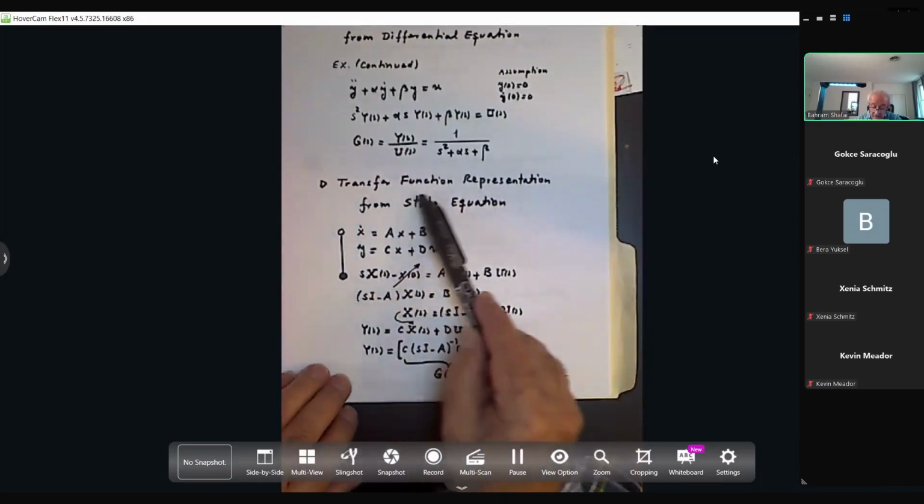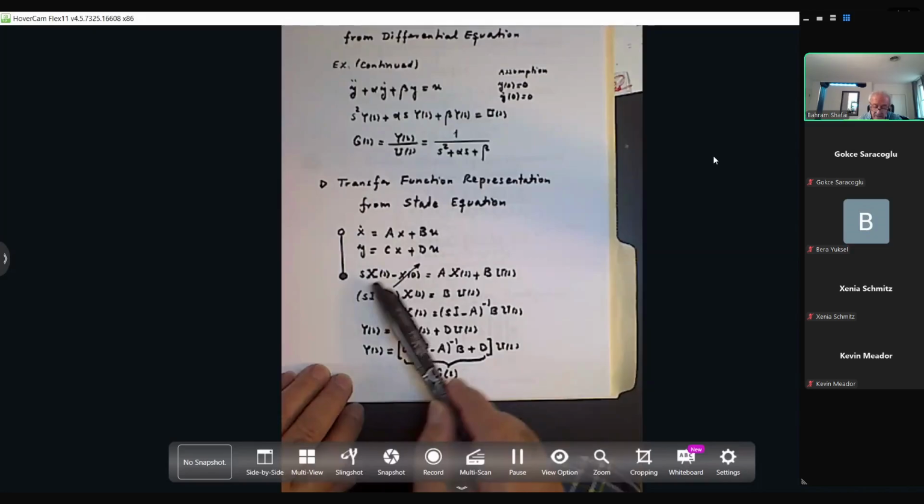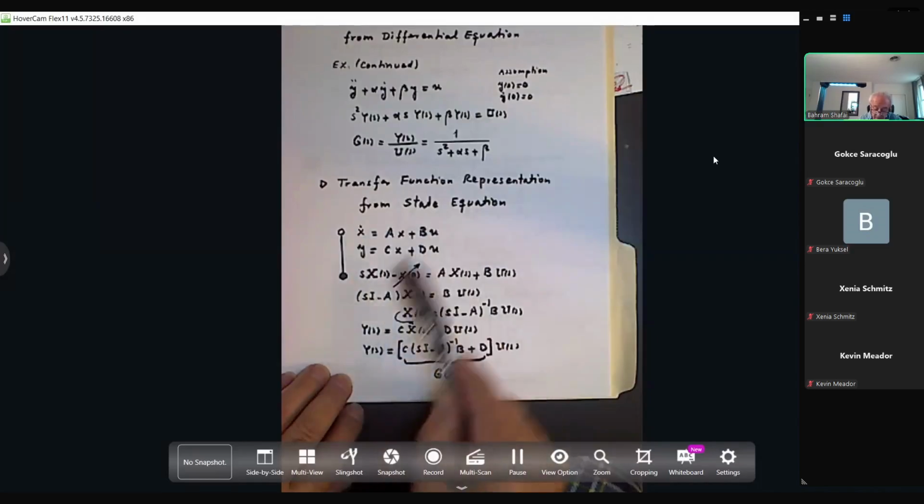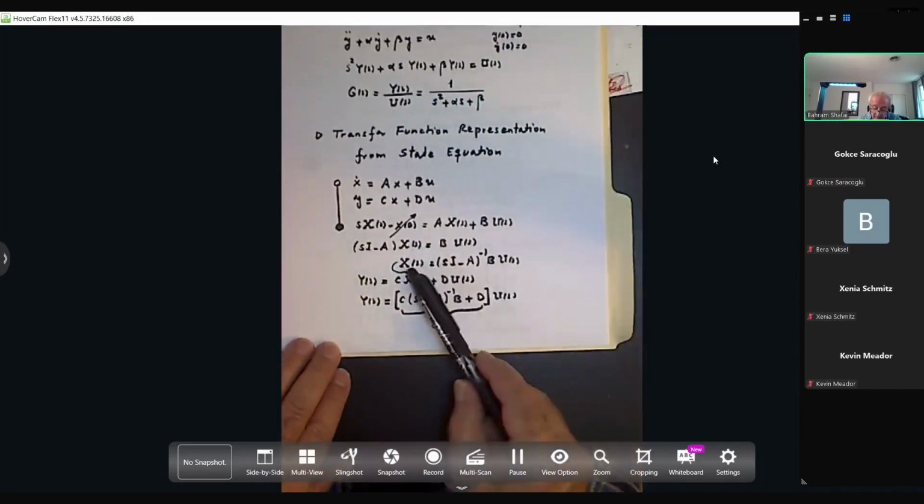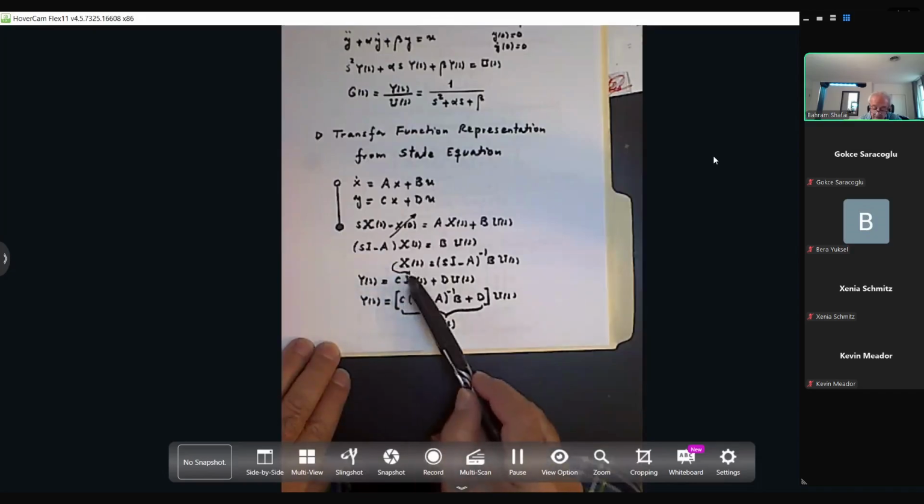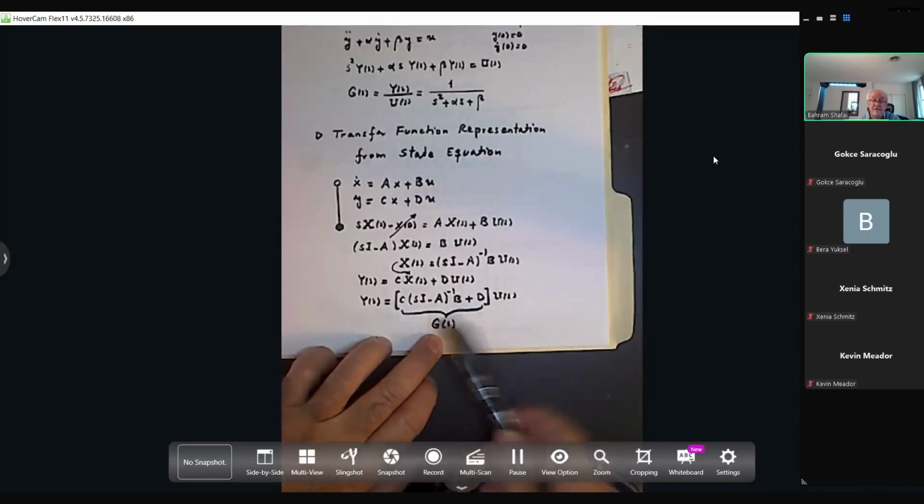Then the transfer function representation from a state equation. Here you have the state equation. Again, you have to make the assumption that the initial conditions are equal to 0. So when you take the Laplace transform of this vector matrix equation, you will get this equation, and then you find X of s. The second equation gives you Y of s. When you substitute X of s here, you find the relationship between input and output, which is the transfer function here. So if I give you A, B, C, D, you can immediately find the transfer function G of s.